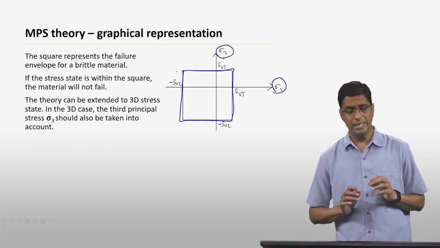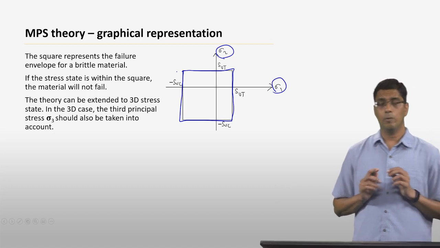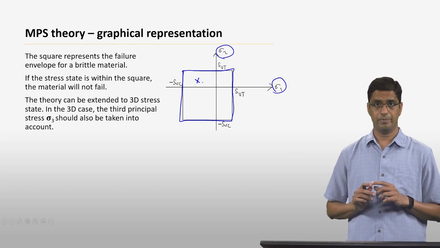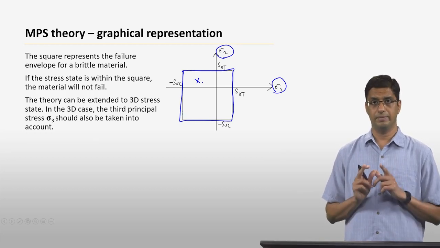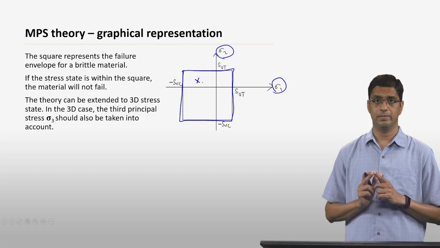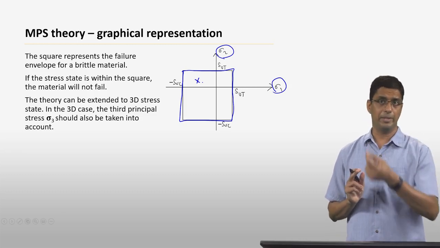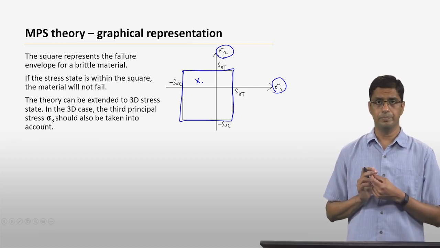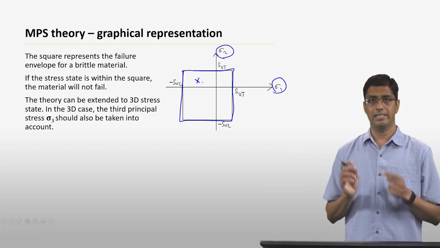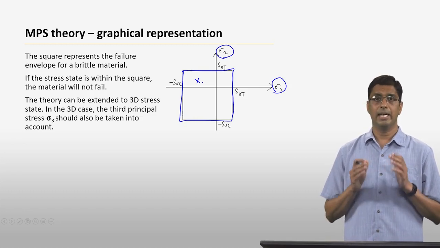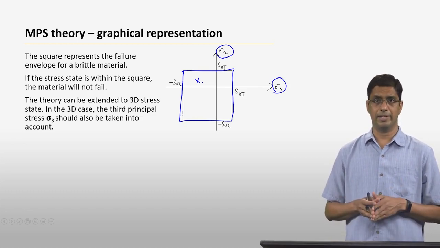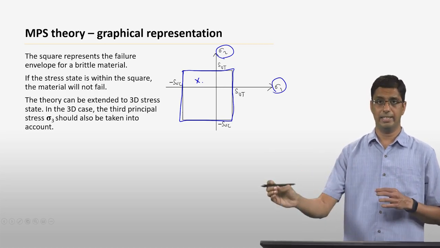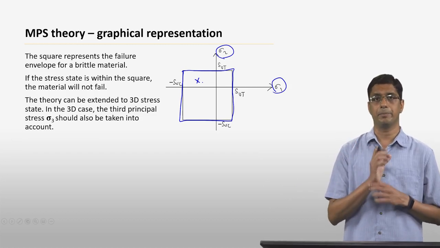So what do I mean by this failure envelope? What I mean is that if your stress state is such that you are inside the square, that point will not fail. That point will not have a fracture. So you look at every point in the material, and for every point you can calculate sigma 1 and sigma 2, and plot that sigma 1 and sigma 2 on this graph. If the plotted point is within this particular square, the material will not fail. If it is outside, then the failure will initiate from that point.